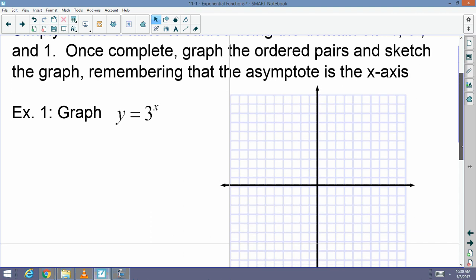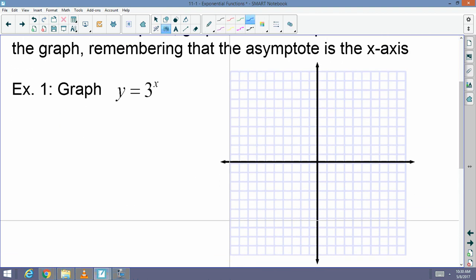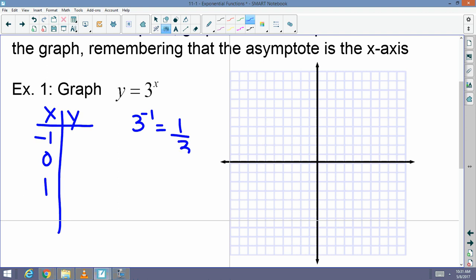So here, let's go ahead and make a table. Very simple, x, y. I'm going to go -1, 0, and 1. When x is -1, I've got 3 to the -1. If you remember, that becomes 1 over 3, because whenever I have a negative exponent, I can bring it down to make it positive. So that's 1/3. When x is 0, y is 1. And when x is 1, y is 3.